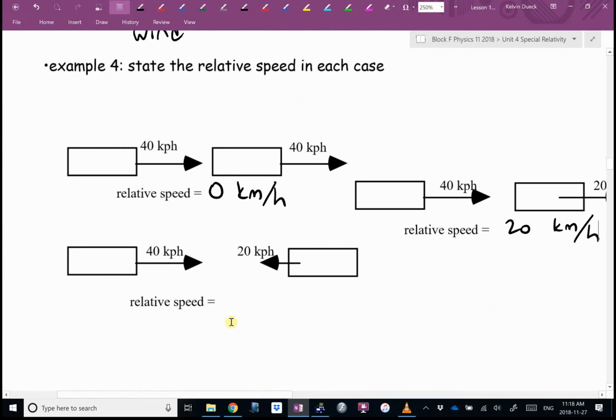What if they're heading towards each other? What's their relative speed? Nope. Good guess, though. We're not going to worry about negatives and positives. It's just speed. What if they're heading towards each other? And this explains why head-on collisions are worse. Nope, not 0. 60. Robert, what? 60.